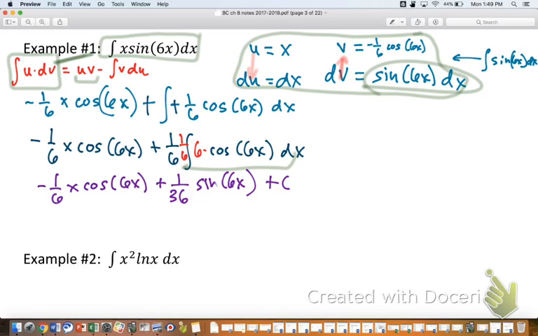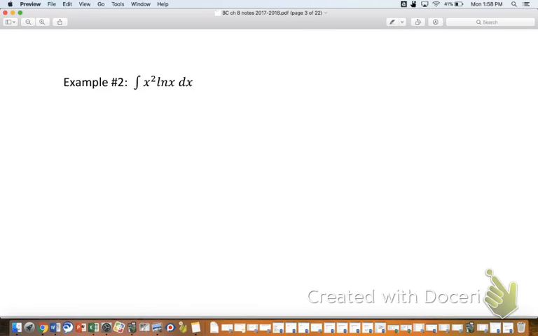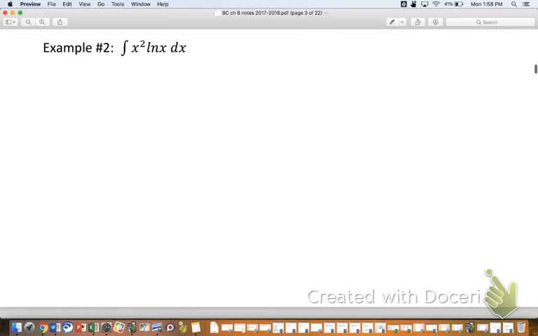In the vast majority of cases. I have one counterexample to that. You want to look at it? Yeah, sure. Here we go. Take a look at number 2. This will be our last one. I'm only going to show you a setup for this one. We'll finish these on Wednesday. Example number 2 says x squared ln of x.